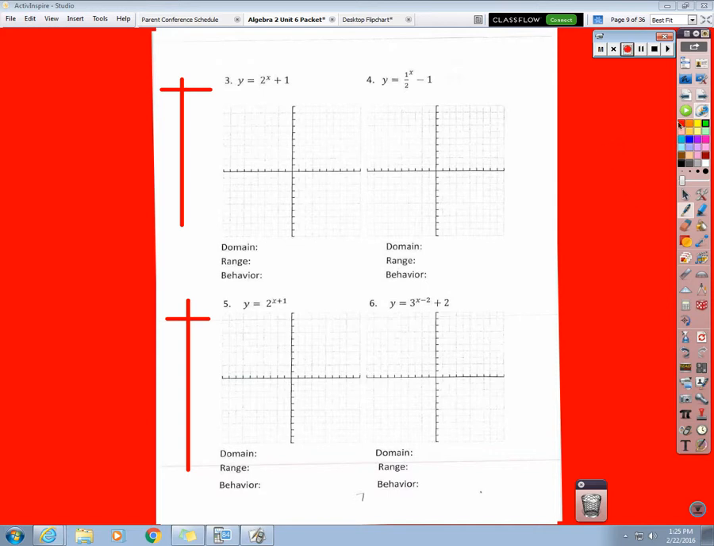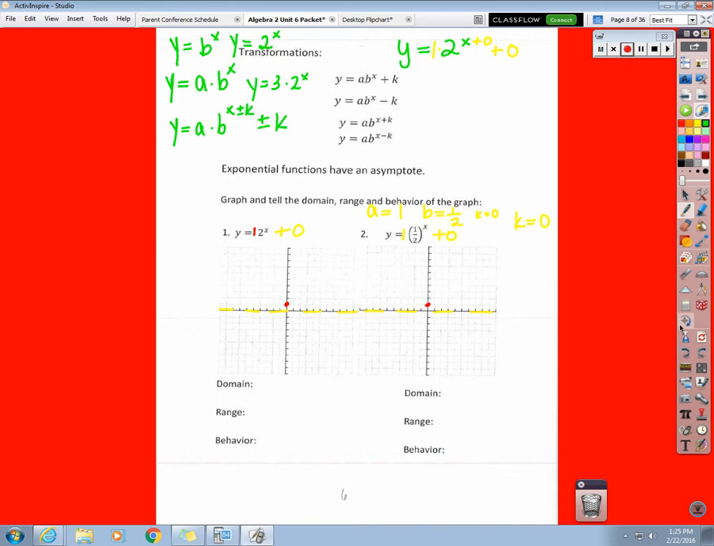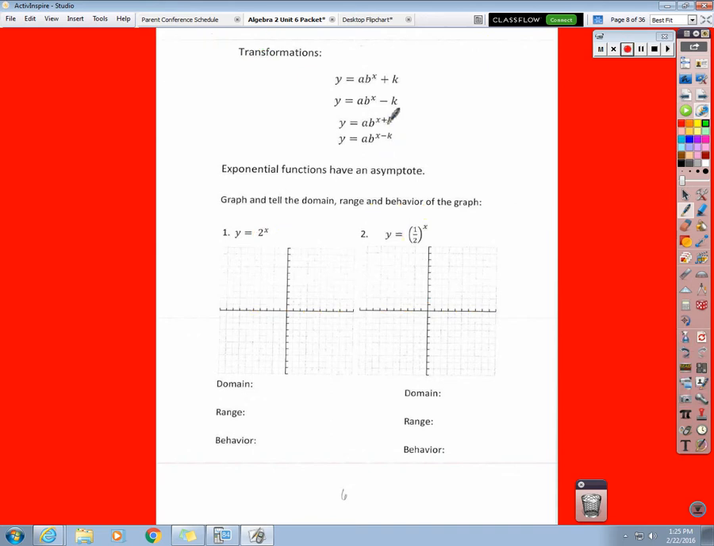Okay, really quickly before we start, I want to go over some stuff we talked about Friday. You know how when we're dealing with linear equations, it's y equals mx plus b. Well, when you're dealing with exponential equations, it's y equals a times b to the x power.